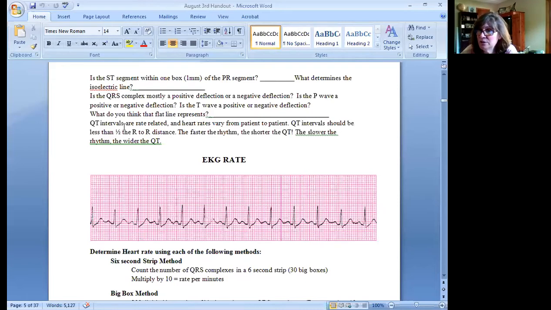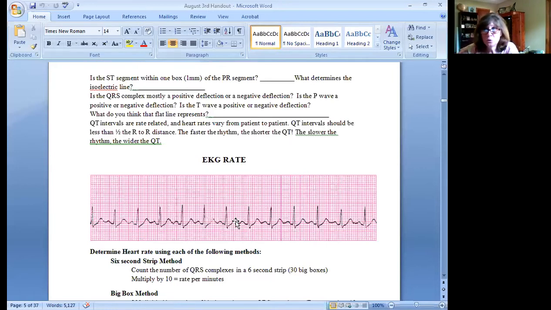QT intervals are rate related. The slower the rhythm, the longer the QT. The faster the rhythm, the shorter the QT. And guess what? What's worse, a short QT or a long QT? A long QT ain't good. A long QT is not good because that increases the vulnerability of the downslope of that T wave.